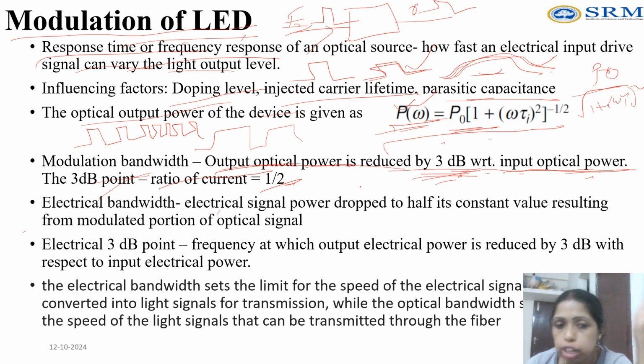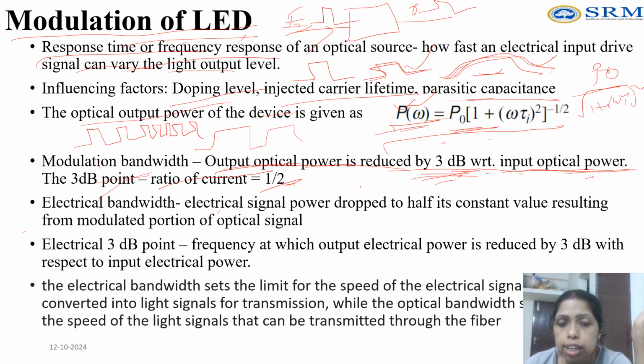So I'll show you the next diagram. There are two bandwidths. One is the modulation bandwidth or optical bandwidth, and the other is electrical bandwidth. Electrical bandwidth means the electrical signal power dropped to half of the maximum input power. That is the electrical bandwidth.